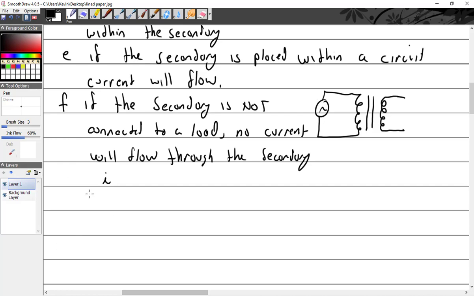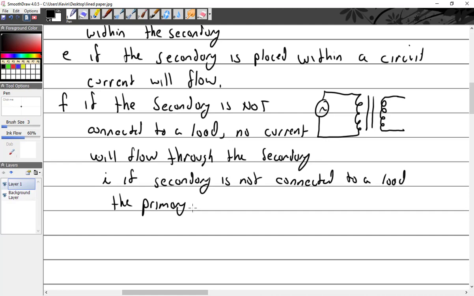All right. In addition, if the secondary is not connected to a load, the primary will consume very little power. How do you know this to be true?